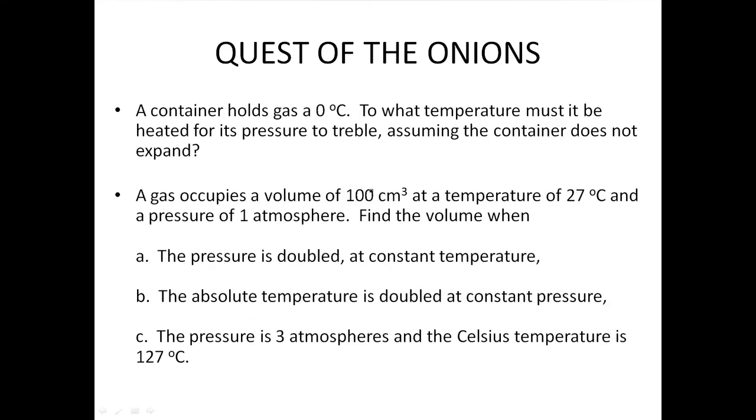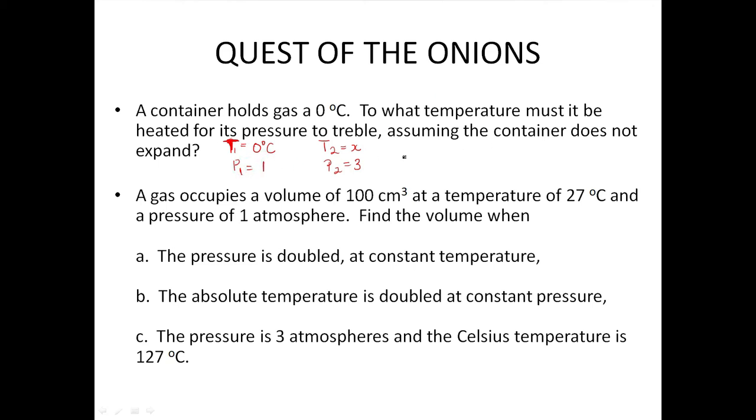A container holds gas at 0 degrees Celsius. To what temperature must it be heated for its pressure to treble, assuming the container does not expand? Oh, I didn't even do anything for this. Okay, so a container holds gas at a temperature of 0 degrees Celsius. To what temperature must it be heated for its pressure to treble? I'm going to assume that pressure is 1 right here.